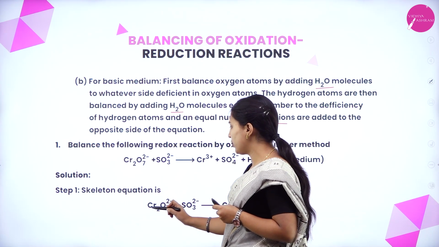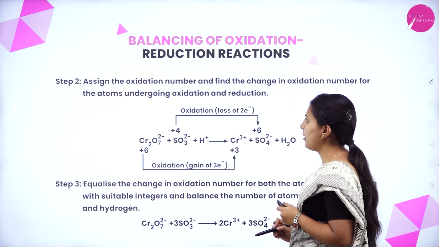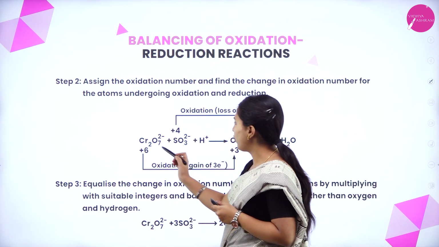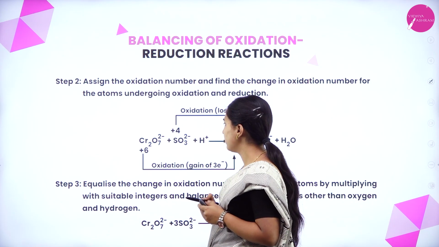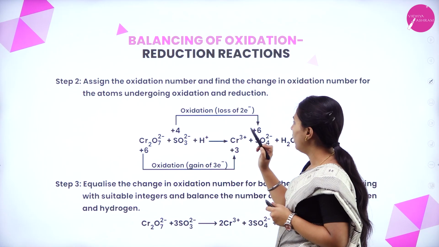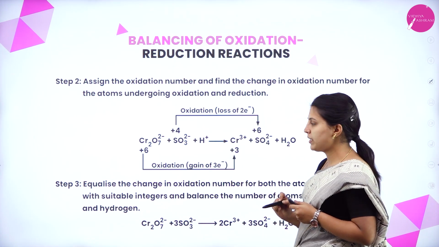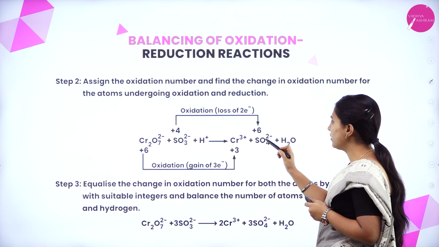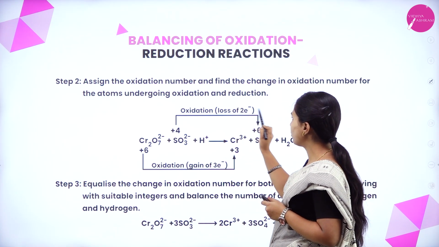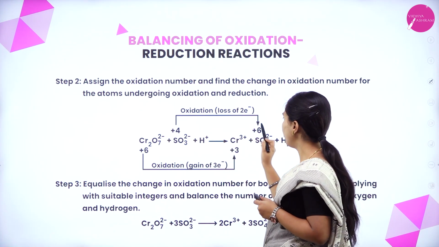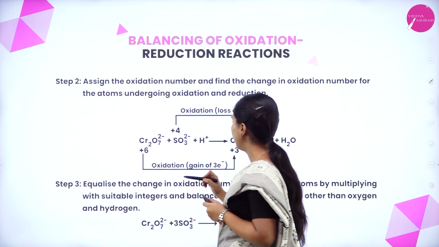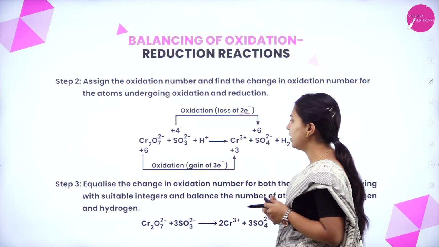First step, the skeletal equation they have written here. Next step, assigning the oxidation number to each and every element. See here, for chromium +6, for oxygen -2, for sulfur +4, oxygen -2, and they have added H+ here, and chromium 3+, sulfur 6+, and the H2O molecule. Oxidation: loss of 2 electrons because +4 to +6. Reduction: gain of 3 electrons because +6 to +3.